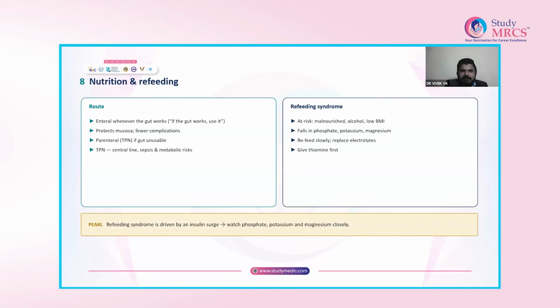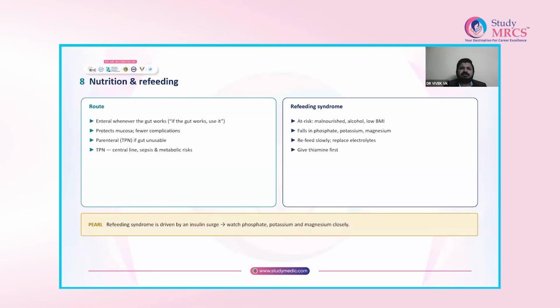The nutrition and refeeding. The route is the enteral route whenever the gut works. If the gut works, use the enteral route. That is, you have to protect the mucosa. If enteral nutrition is not possible, you have to consider total parenteral nutrition. That is, you have to put a central venous line, and you have to give the nutrition through the central venous route. So what about the refeeding syndrome?